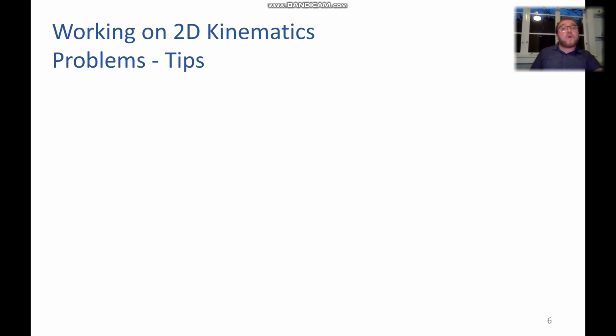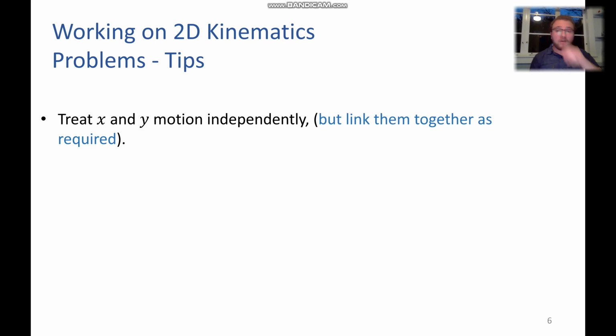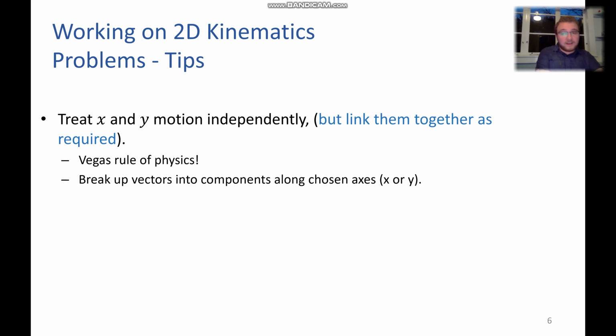So some tips while we're doing our 2D problems. We treat x and y independently. What happens in the x stays in the x. What happens in the y stays in the y. But we can link them together with things like time. We use x to solve for time and y to solve for whatever we're looking for, or vice versa. Vegas rule of physics, they're independent.